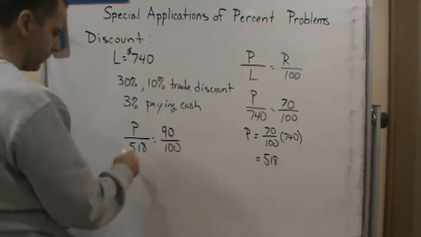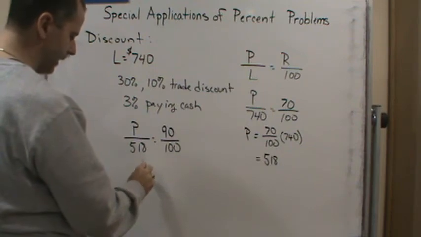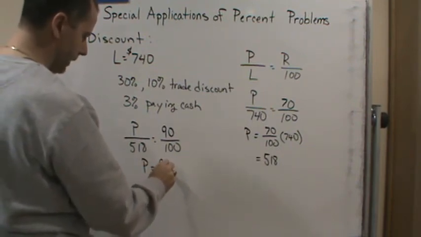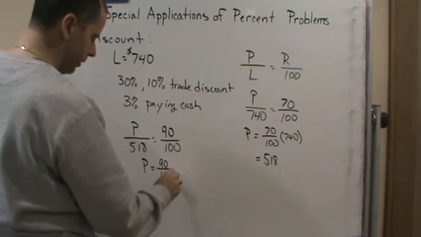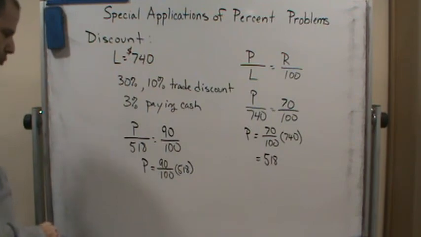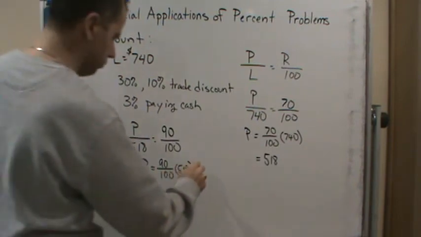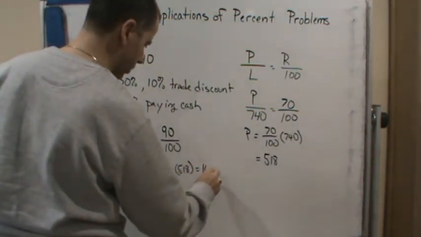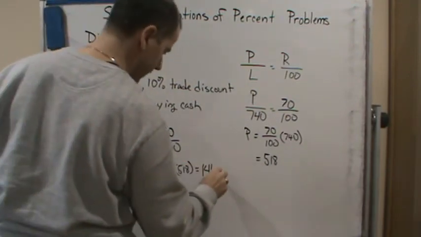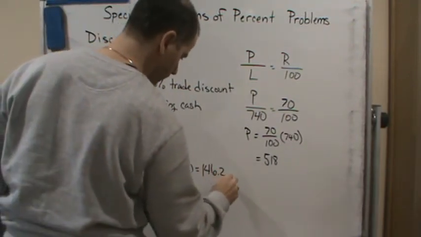And so now I'm going to multiply both sides by 518 and I get P equals 90 over 100 times 518. And so what do I get for that? I get 466.20.